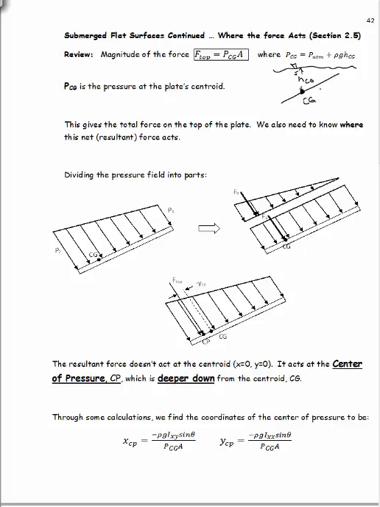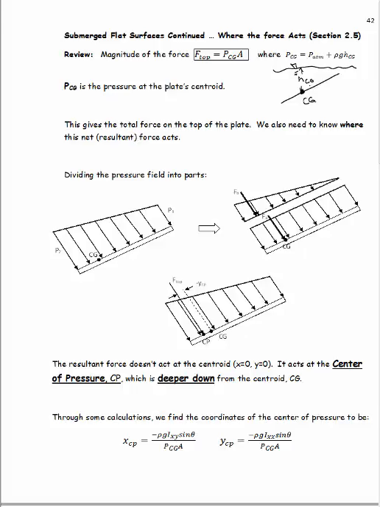And if we were looking at the bottom of the plate, we would get the exact same thing, only the force would be going up and to the left instead of down and to the right. Remember, the pressure force always acts normal to a surface and towards the surface. Okay, so the next thing we need to find is where this resultant force acts. So we have the magnitude, we need its position.